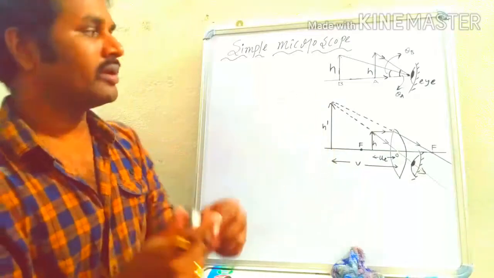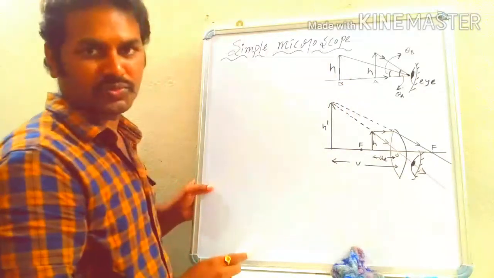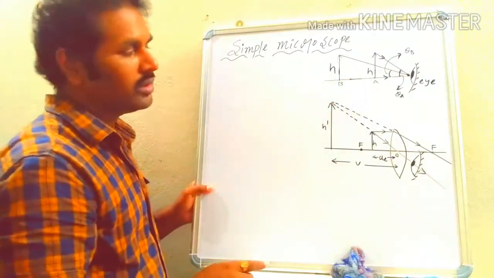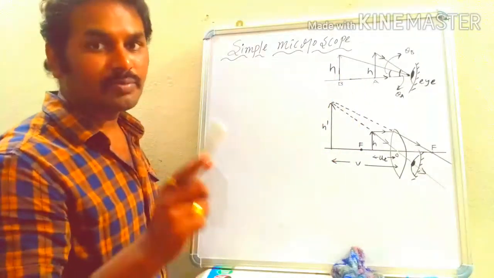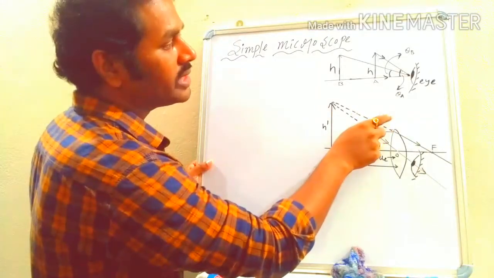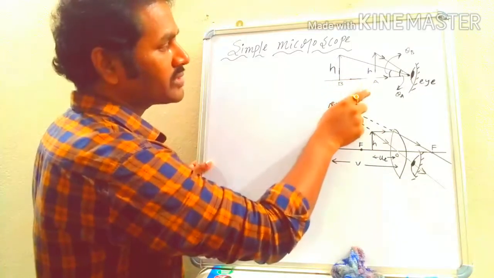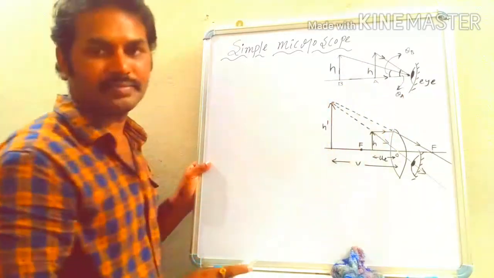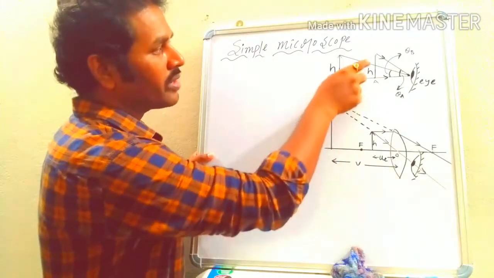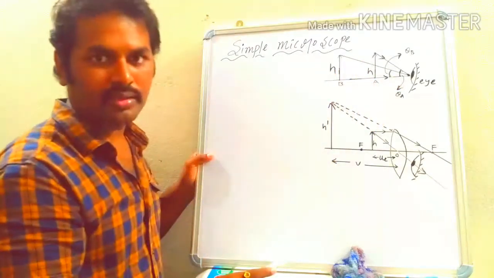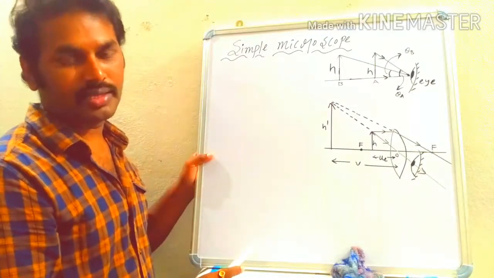Now let us see the same thing diagrammatically. Here the object has a height h. H is the height of the object which is placed at a point A. Now this object subtends an angle, how much here? Theta A at the naked eye. Angle subtended means the light rays coming from the object fall on the eye with how much angle? Theta A. That angle is called the visual angle.